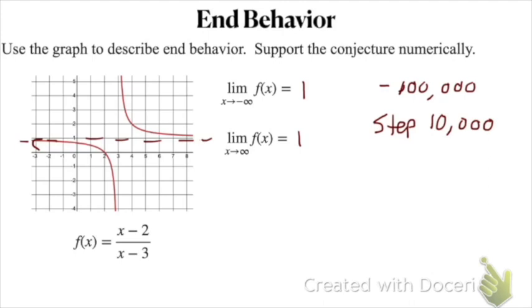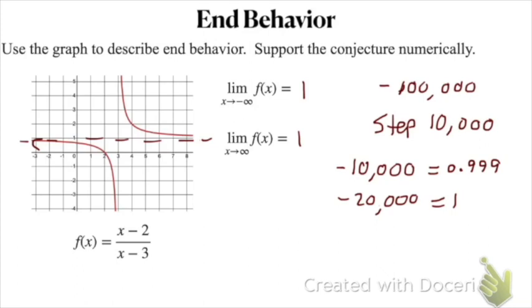So if you look at a table on your calculator, if you look at negative 10,000, it equals 0.999. And if you look at negative 20,000, even farther to the left, it approaches 1. And if you look at all the numbers below negative 20,000, they're all 1. Do the same thing for the high end, for the right side.